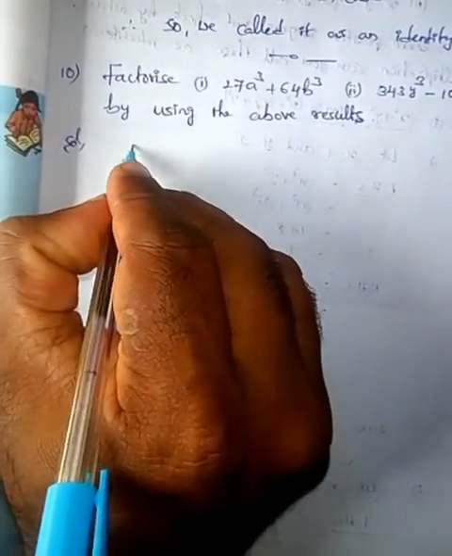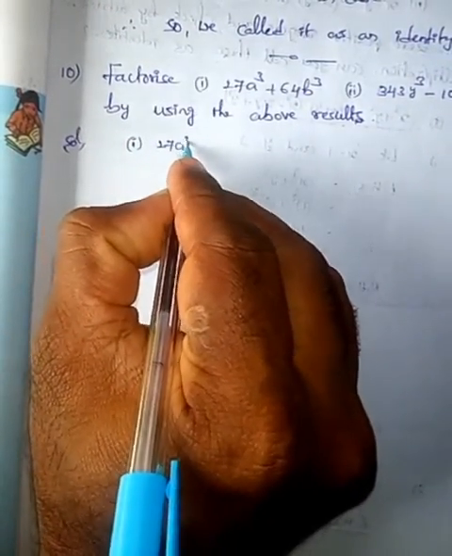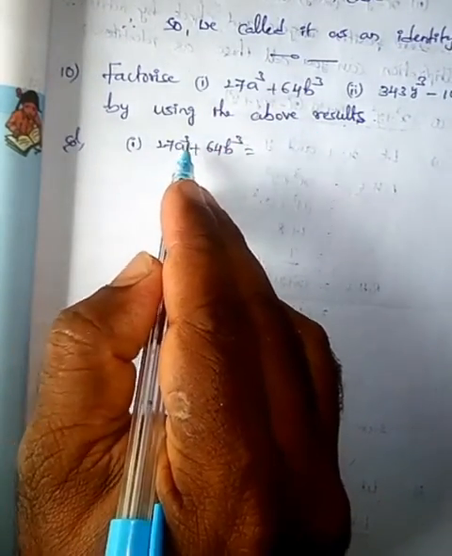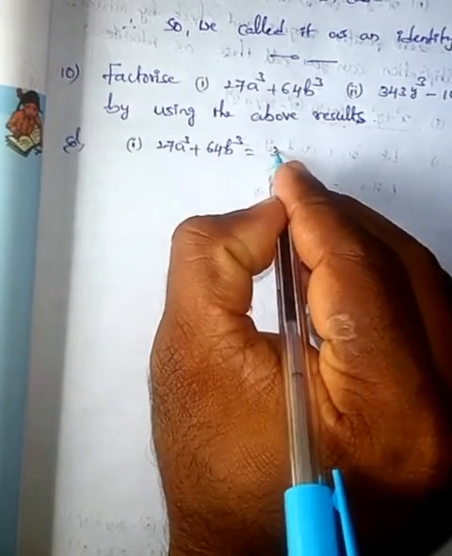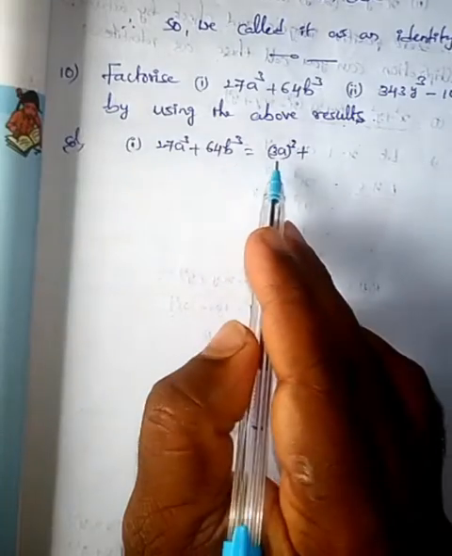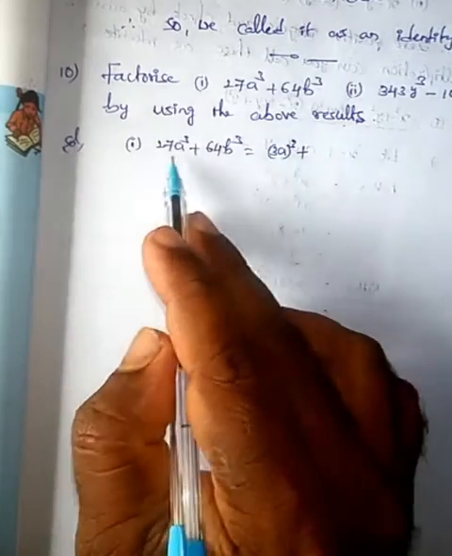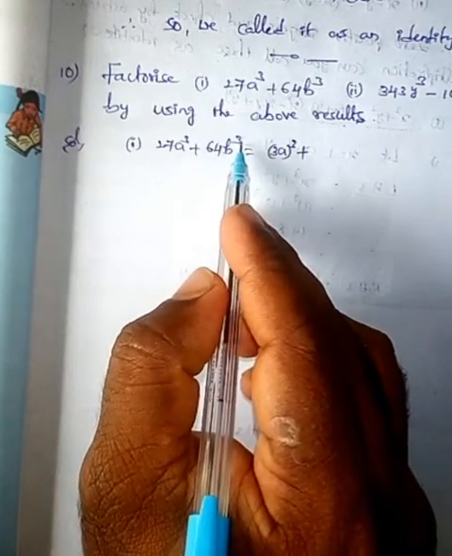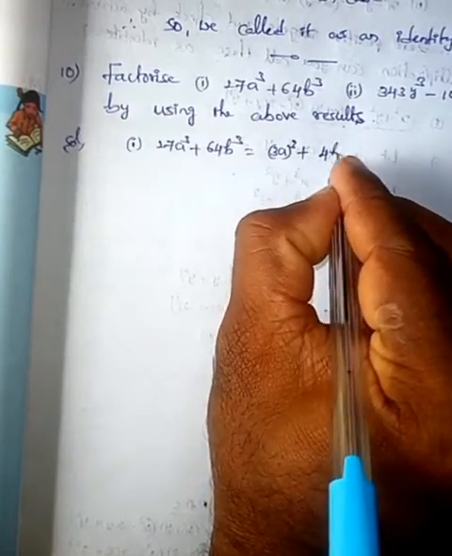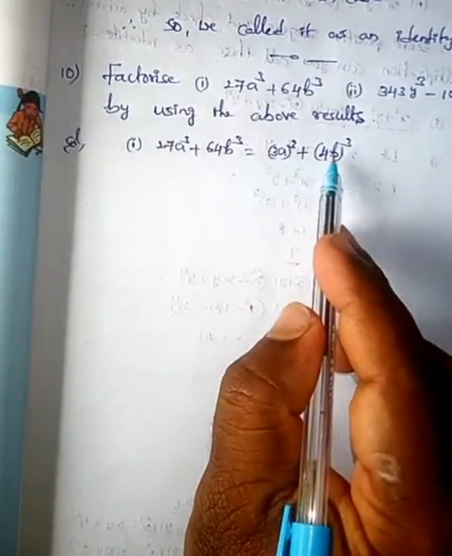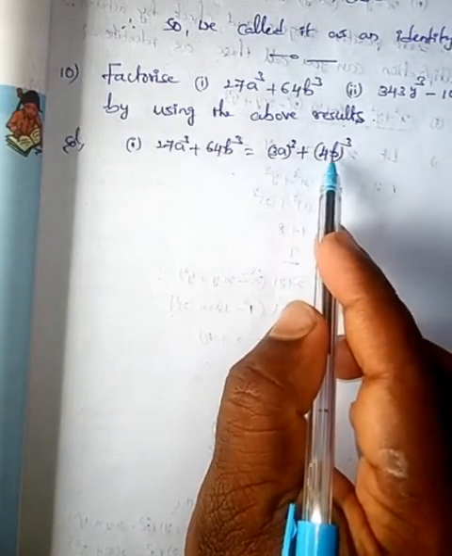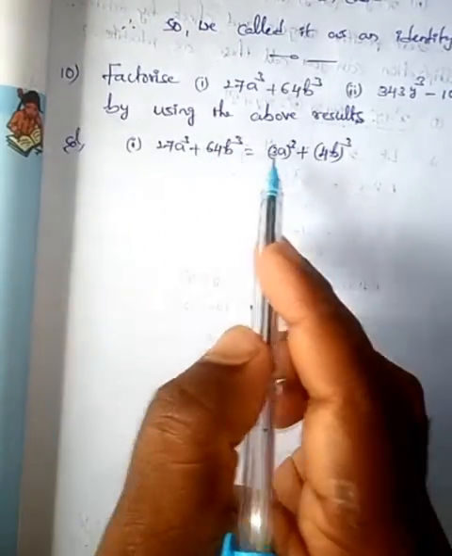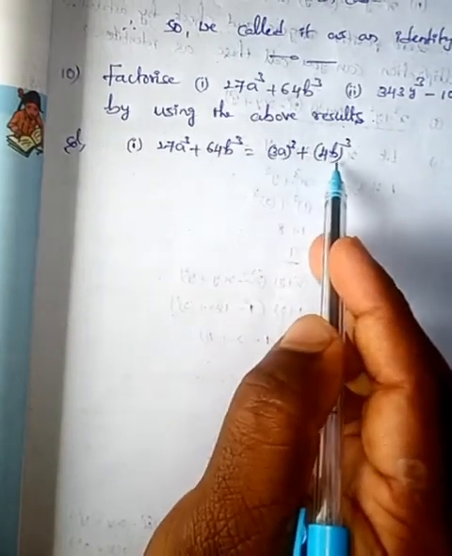First problem, 27a cube plus 64b cube. We can write 27a cube as 3a whole cube, because if you simplify this you will get 3 cube means 27, a cube means a cube, that is 27a cube. And 64b cube we can write as 4b whole cube. If you simplify this, 4 cube means 64 into b cube, 64b cube. Okay, so in this way we can write 27a cube as 3a whole cube, 64b cube as 4b whole cube.